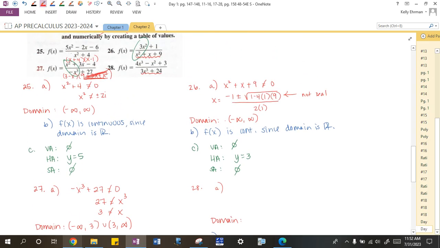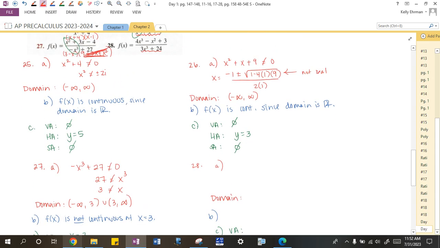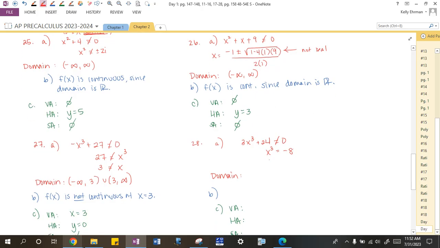Okay, number 28. We can't factor the numerator, so I'm not going to worry about that. So I'm just going to set the denominator equal to 0. I know I could factor out a 3, but again, it does not matter. Subtract 24, divided by 3. Remember, you don't have to factor this if you're just trying to find when it's equal to 0, because here you can just cube root. Cube root of -8 is -2. So the domain is -infinity to -2 and -2 to infinity.